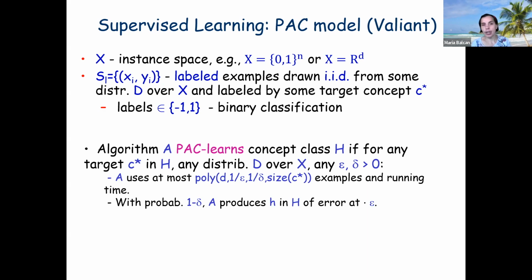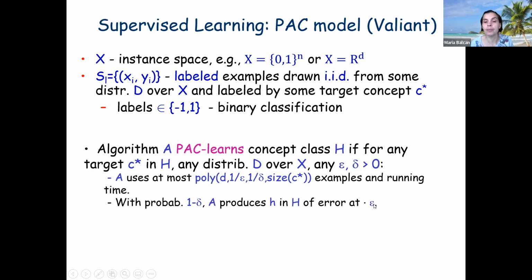If we're in this distributional learning setting, we say that an algorithm A PAC learns a concept class H if for any target function c star in H, this is of course a fixed unknown target function, and for any fixed unknown distribution D over the instance space, for any epsilon and delta, my algorithm A uses only a number of samples that is polynomial in the relevant parameters, and also uses only polynomial running time. And then with high probability, at least 1 minus delta, my algorithm A produces a classifier in the search space H that has error at most epsilon.